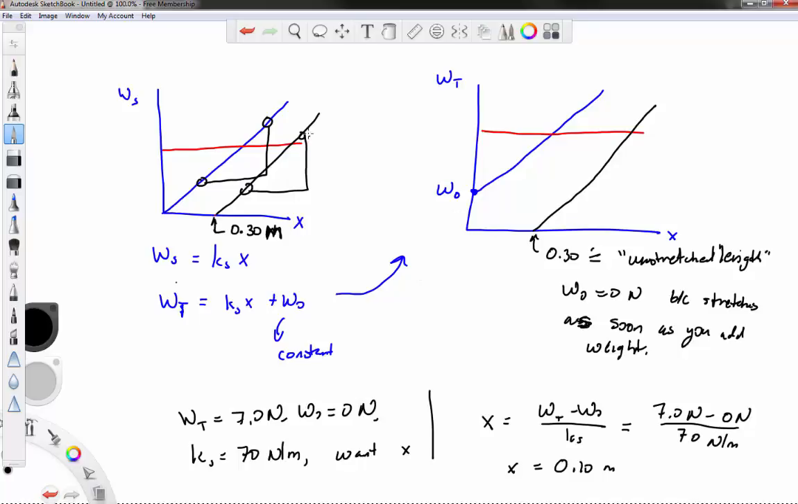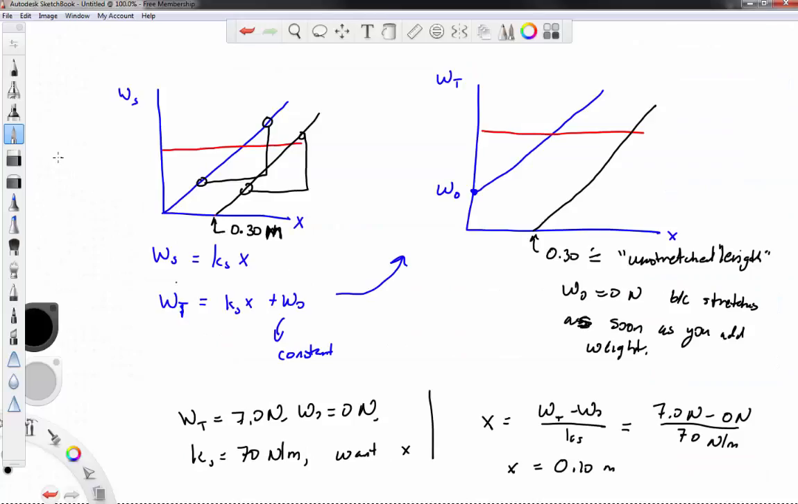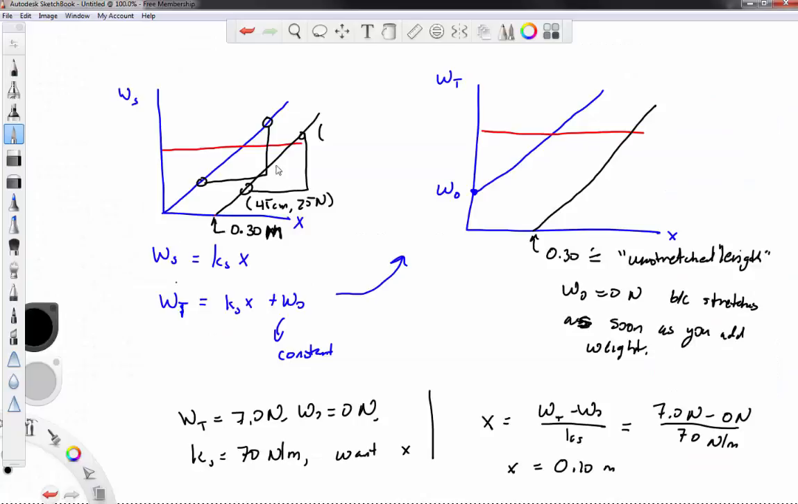Basically, what it just said is that you've been given these 2 points. So again, what these 2 points are, the first one, if we pull it up, is 45 centimeters, 25 newtons. So this point right here, 45 centimeters, 25 newtons. This point right here is the 65 centimeter, 45 newton point. So 65 centimeters, 45 newtons.